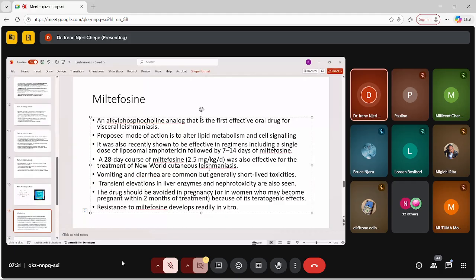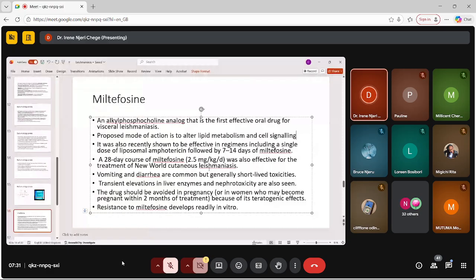New World leishmaniasis is, of course, the American forms of leishmaniasis. So here, this book was a textbook, I think an American book, a 28-day course of miltefosine to treat New World cutaneous leishmaniasis. We have the Old World leishmaniasis. So Old World is now the other countries. You can put Africa in the Old World classification.